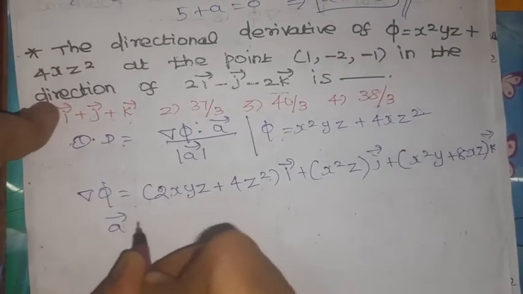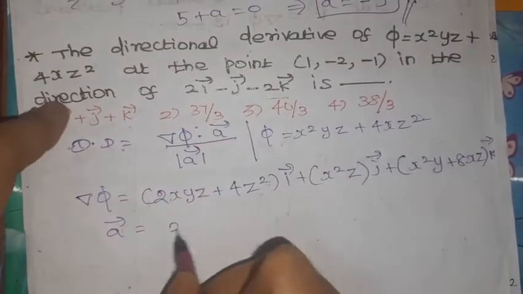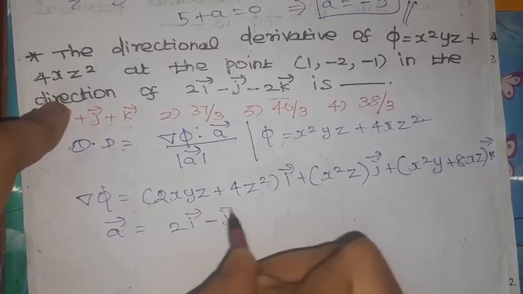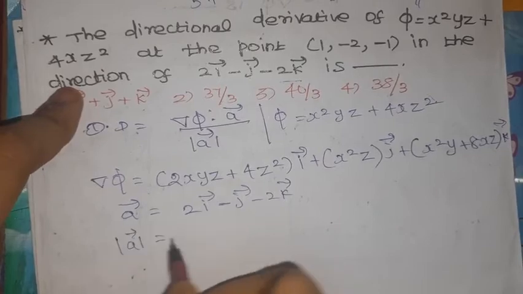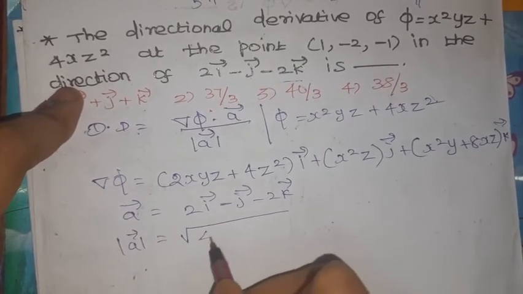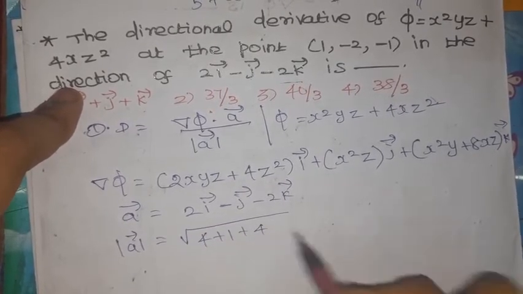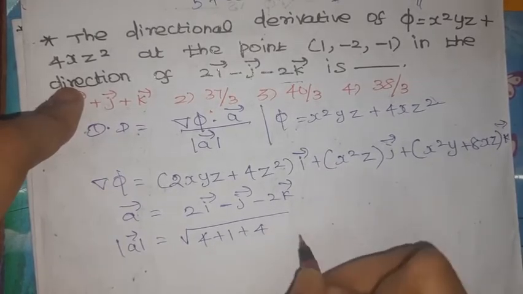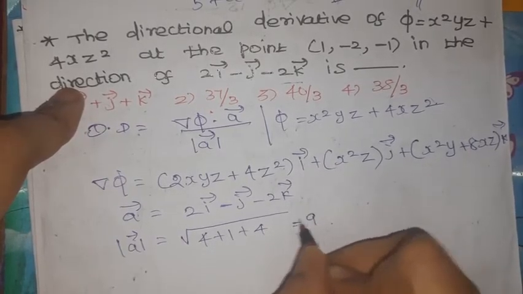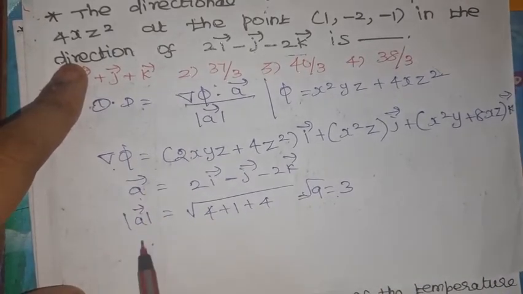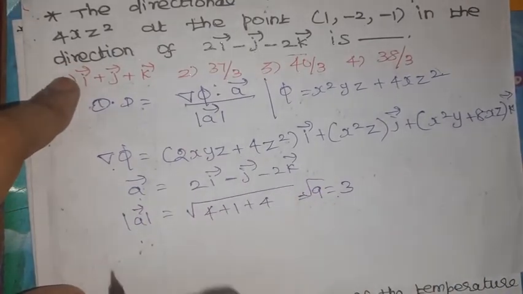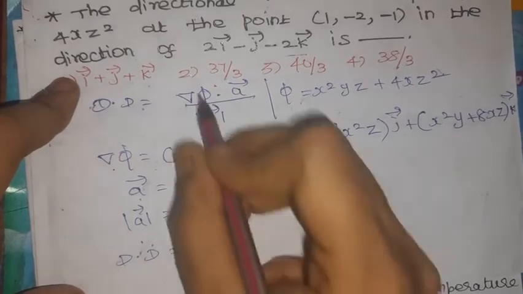Then what is a vector? The given thing, 2i minus j minus 2k. So find out the magnitude of a vector: 4 plus 1 plus 4, 9, square root of 9 we will get 3. Okay, modulus of a vector is 3. So apply in this formula, directional derivative is nothing but del phi dot a.